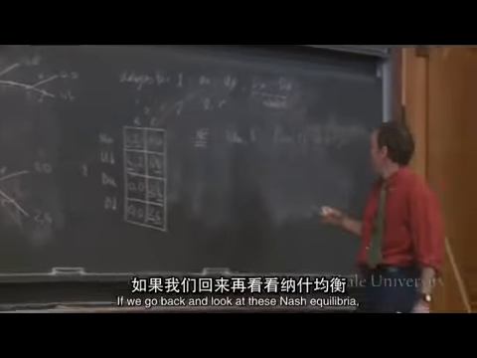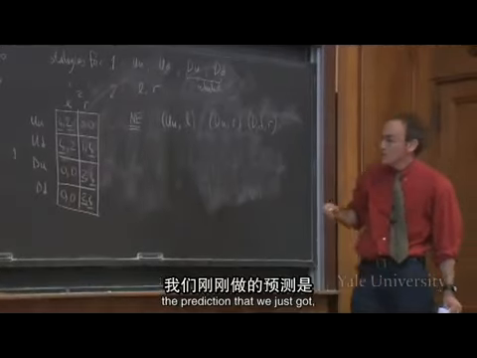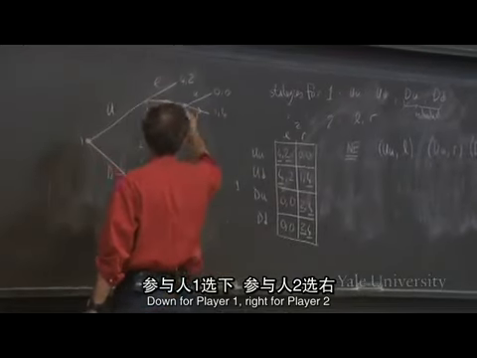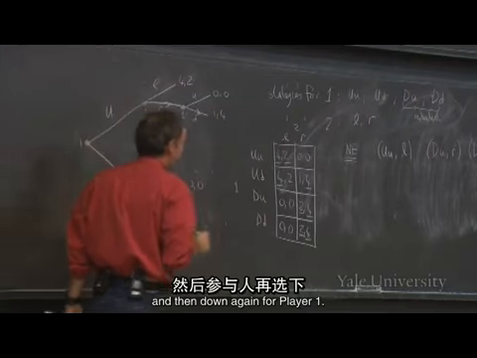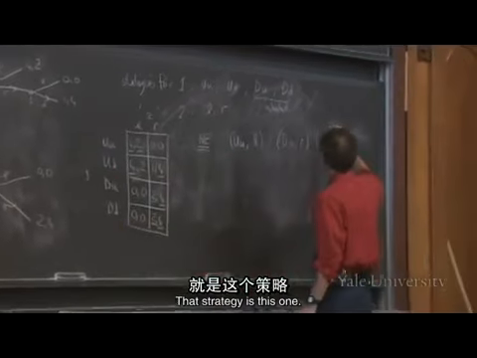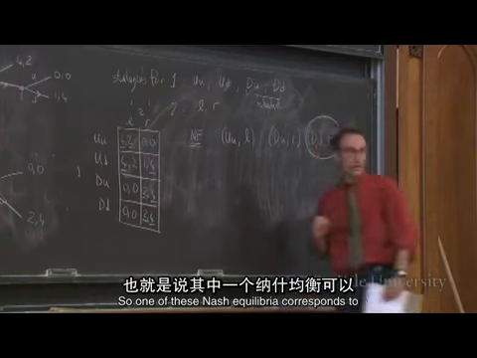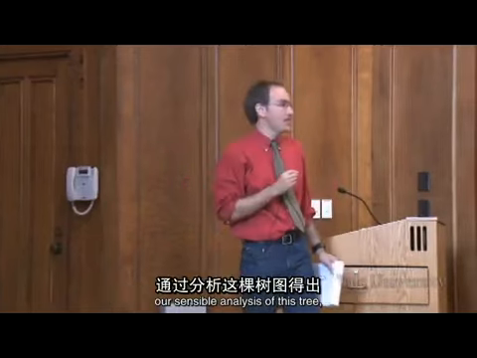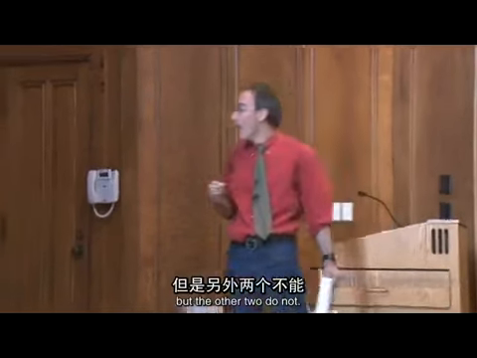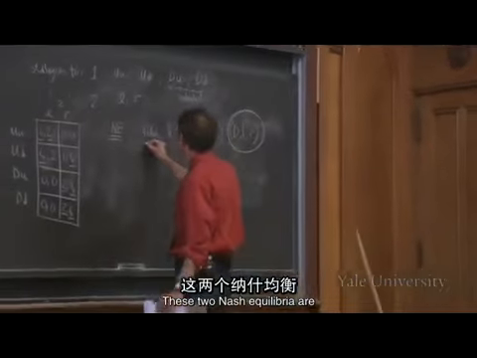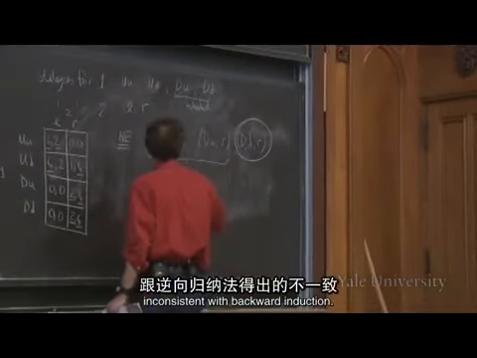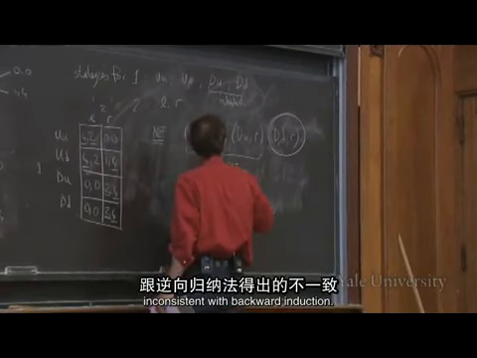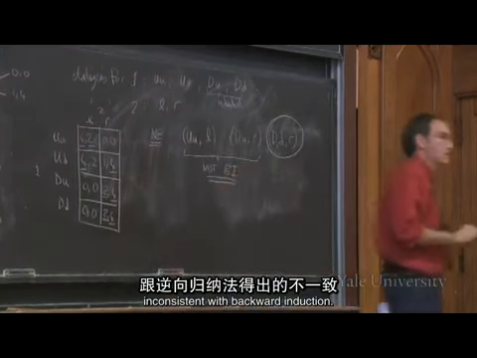Is that right? If we go back and look at these Nash equilibria, the prediction that we just got, which is what? Down for player 1, right for player 2, and then down again for player 1, right? That strategy is this one. So one of these Nash equilibria corresponds to our sensible analysis of this tree. But the other 2 do not. These 2 Nash equilibria are inconsistent with backward induction.